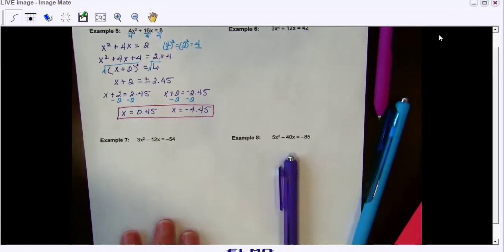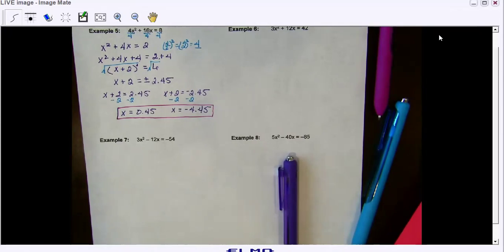Let's go ahead and do 7 together. If you're getting the hang of this and you don't need to have me walk you through it, you're more than welcome to finish these problems. Please finish them, and then check your answers when you're done with the video. You can fast forward and all that if you need to.